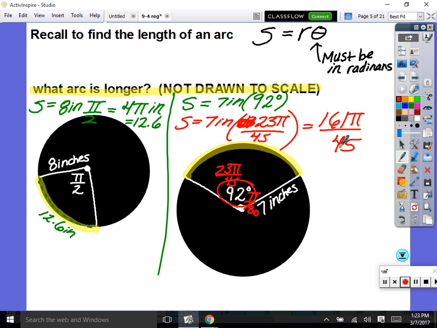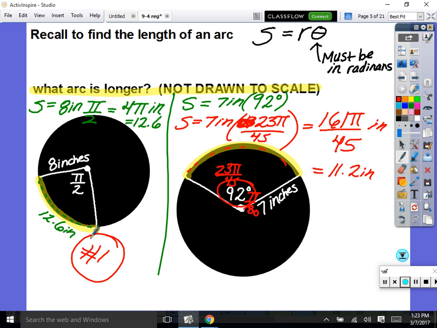And that was inches. So then type it in. Everyone do it. 161 times pi. Hit enter. Divided by 45. 11.2 inches. So now I know that that physical distance was 11.2 inches. So this one was longer.